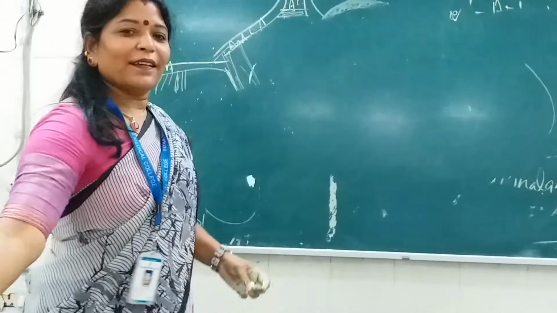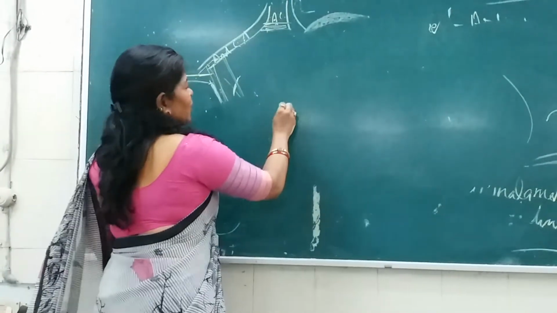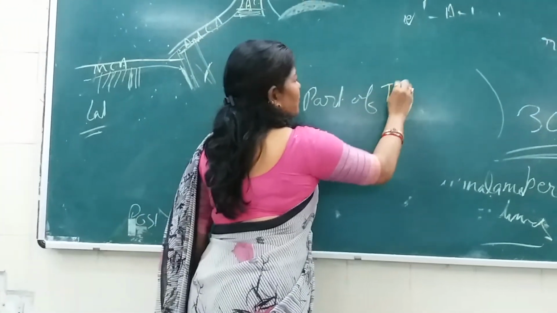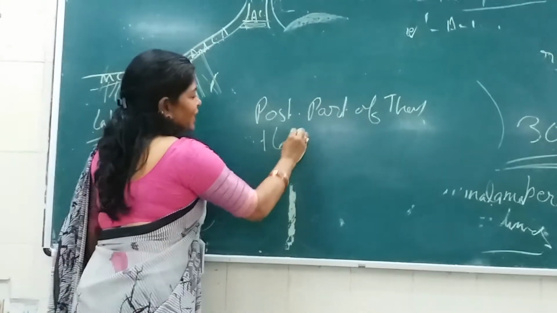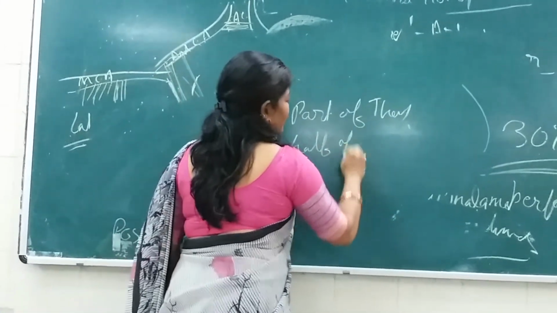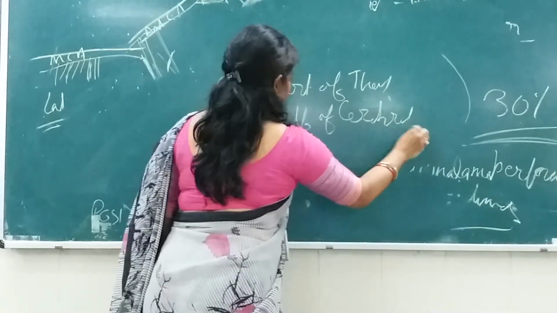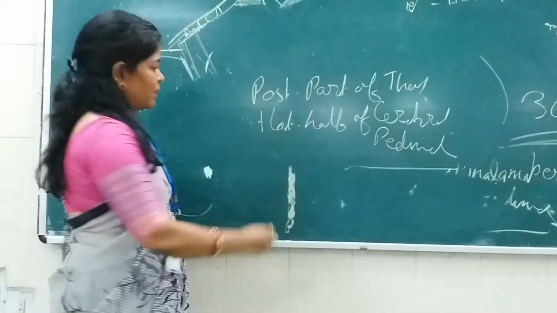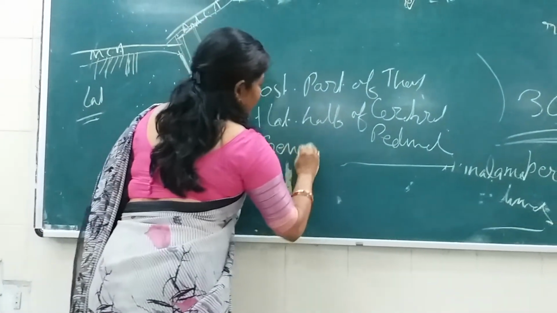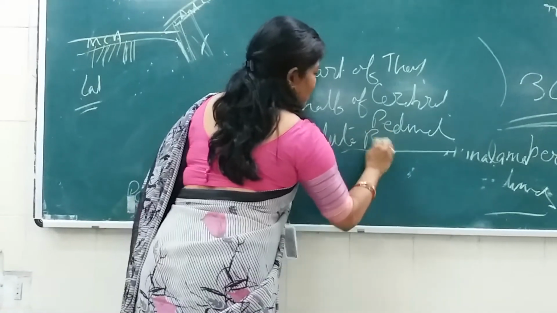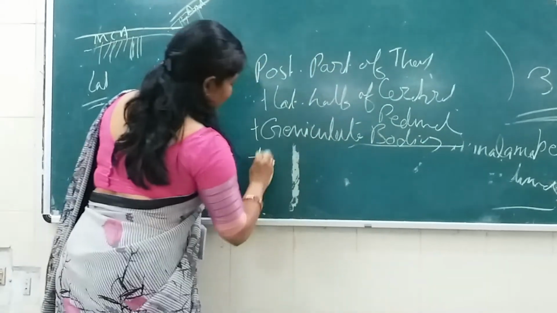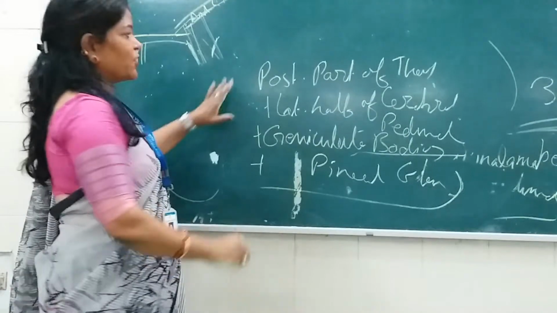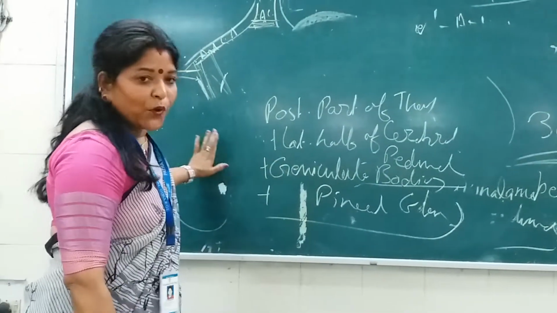Then the lateral and the posterior part of the thalamus along with the geniculate body. Yes, the posterior part of the thalamus plus the lateral half of the cerebral peduncle. What else? Lateral half of the cerebral peduncle, geniculate bodies, very important. Geniculate bodies plus pineal gland. So these are some important structures that are supplied by the posterolateral group.